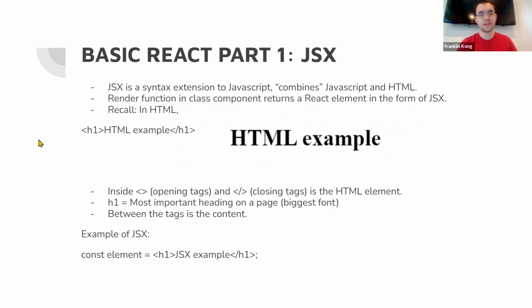So now that we've discussed a brief overview of React, we can go into some basic React concepts. What you need to know first is JSX. Earlier I talked about how the render function in class components returns React elements, which is what the UI should look like. It returns this React element in the form of JSX, which is an extension to JavaScript. It has elements of both JavaScript and HTML in this syntax.